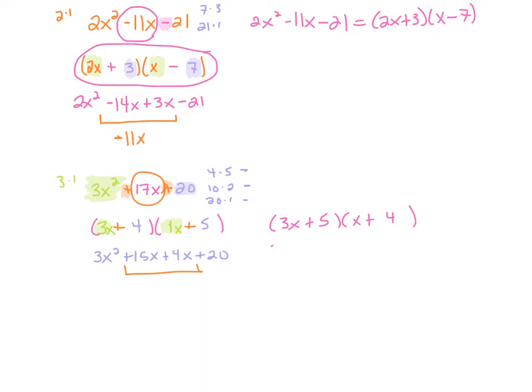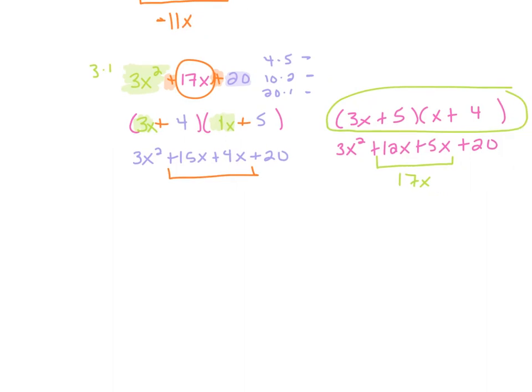Now we multiply. We get 3x squared. And then the 3x times the 4 plus 12x. The 5 times the x is plus 5x. And the 5 times the 4 is still 20. All right, look at my middle terms again. Now I have plus 12x plus 5x. Well, 12 plus 5, 17. So that gets me the correct middle term there. So the correct factorization is 3x plus 5 times x plus 4.